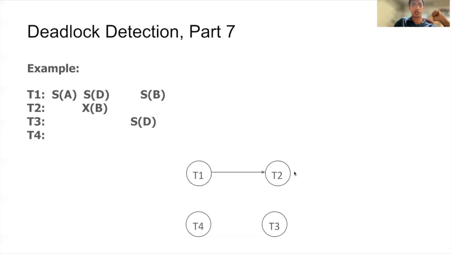T3 comes along, gets a shared lock on D. That's fine. Nothing bad here. It gets a shared lock on C. That's fine. And then T2 says, I want an X lock on C. And so it has to wait for T3 because T3 has a shared lock on C. So we're going to draw an edge from T2 to T3.